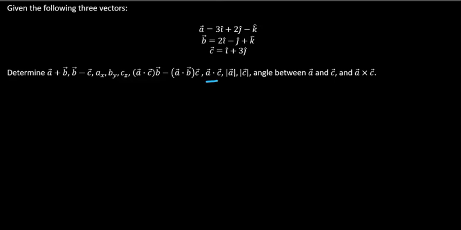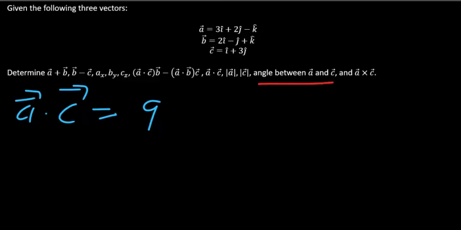Next, A dot C. We have already worked this out earlier when we performed that operation, and we said the answer was 9. So let's just write the answer there, and you will see that it's an important result later when we compute the angle between the two vectors A and C. So let's move on to the magnitude of vector A.